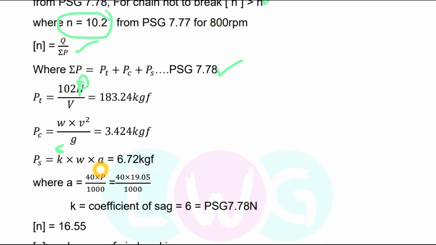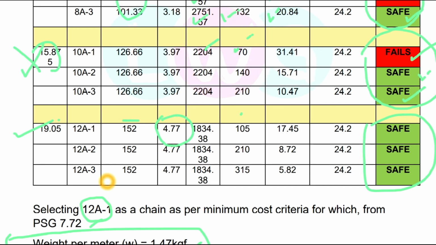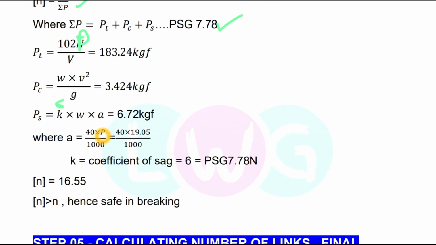a is the center distance. The formula for center distance is a equal to 40 into p upon 1000, where p is the pitch. We got the pitch as 19.05. Put the value and get the answer of a. K is the coefficient of sag, which is 6, from PSG 7.78. Put all the values, and you will get the value of PS, the tension due to sagging of the chain.